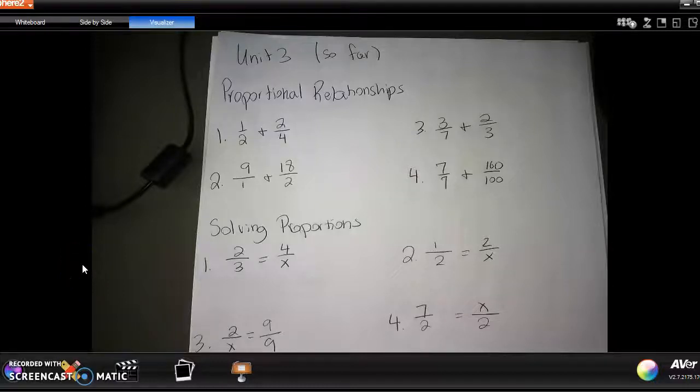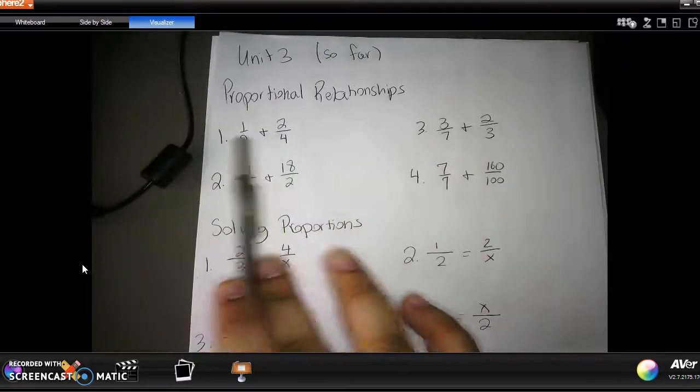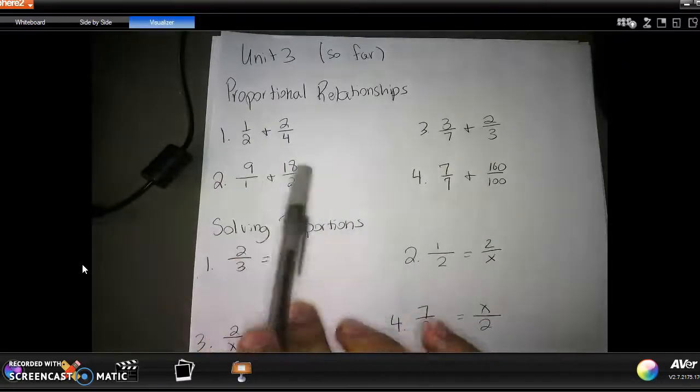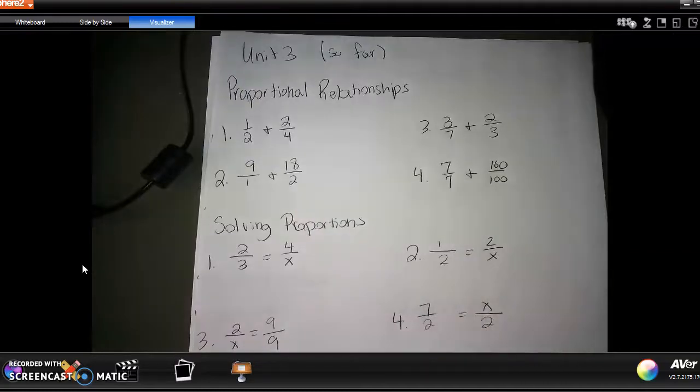Okay, y'all, so we are going to be working with the things we have been doing so far in Unit 3. So far we worked on proportional relationships, solving proportions, and slope and standard form, going back and forth between those two. So starting with proportional relationships. Looking at these, we're just trying to tell if these pairs are proportional. That means that they're the same.